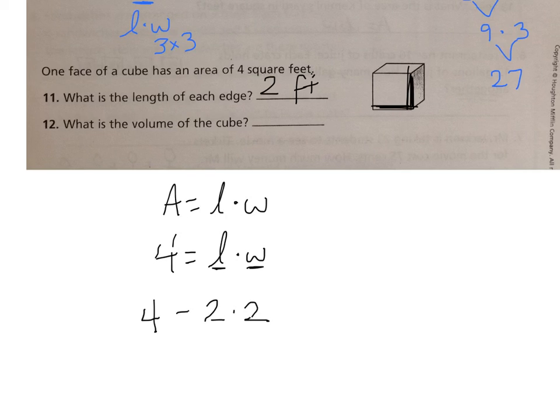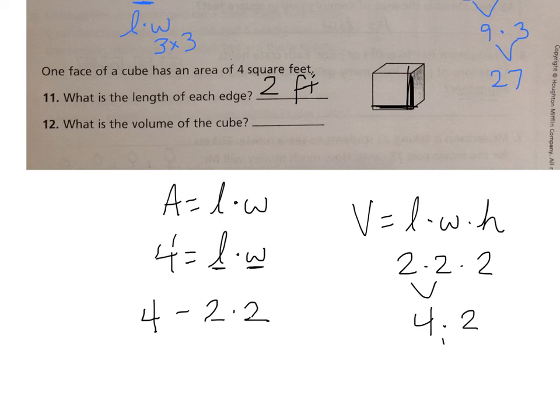My volume then, again, is length times width times height. The length, the width, and the height of a cube are going to all be the same. They're all going to be 2. So I have 4 times 2. 4 times 2 is 8. So my volume is 8 feet cubed, or 8 cubic feet.